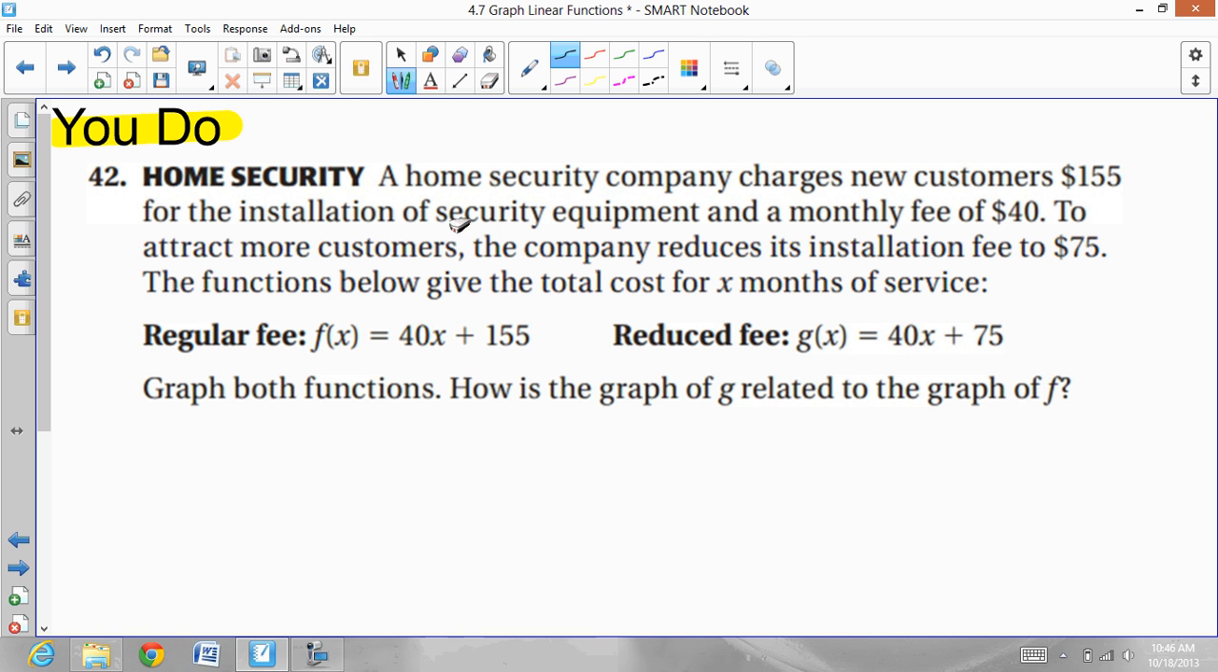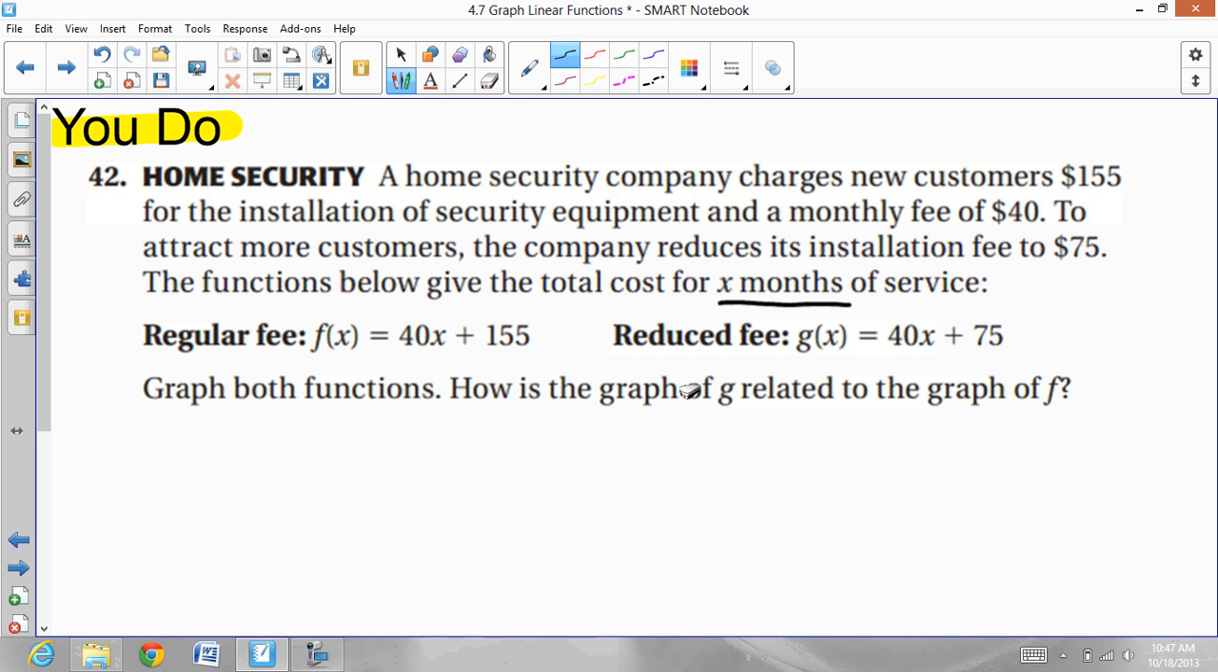Let's start. A home security company charges new customers $155 for the installation of security equipment and a monthly fee of $40. To attract more customers, the company reduces its installation fee to $75. The functions below give the total cost for x months of service. So this is the regular fee, this is the reduced fee.